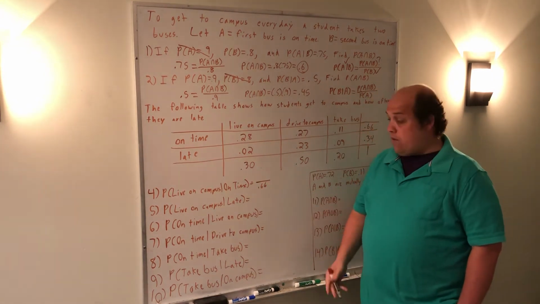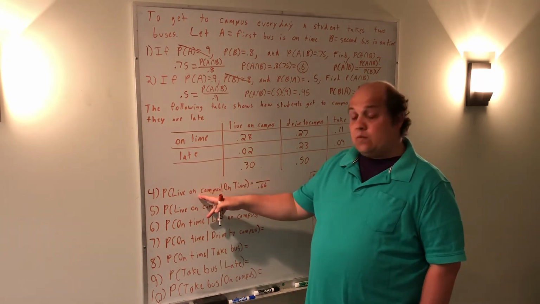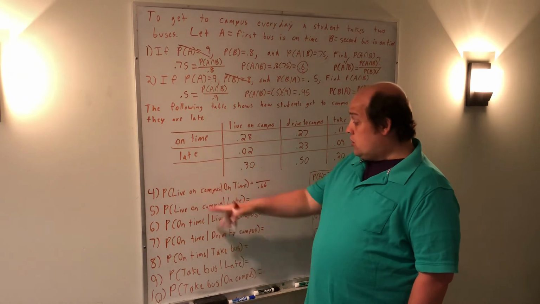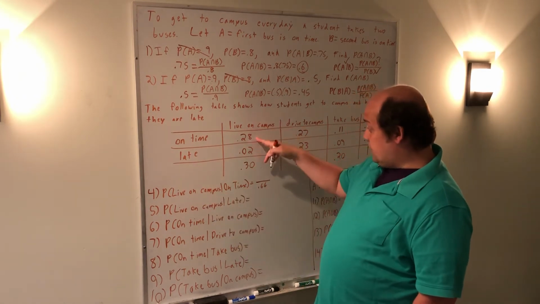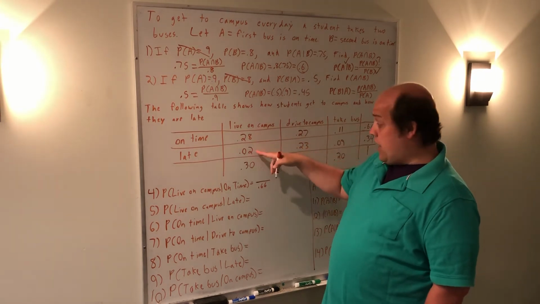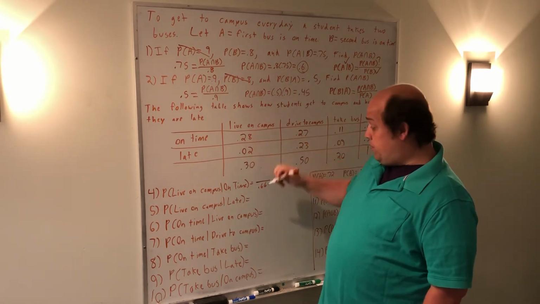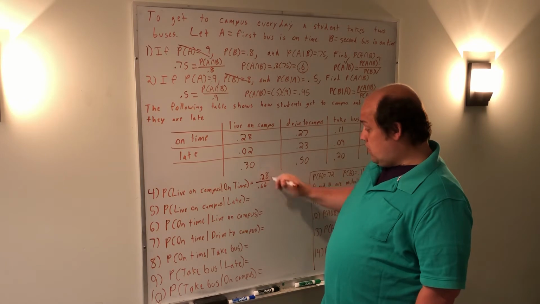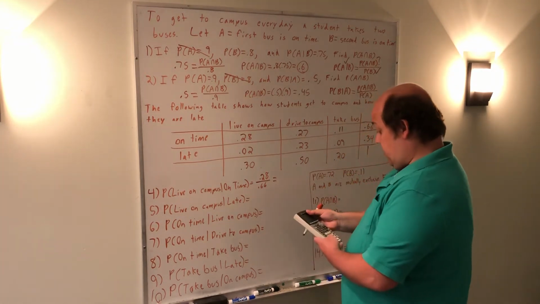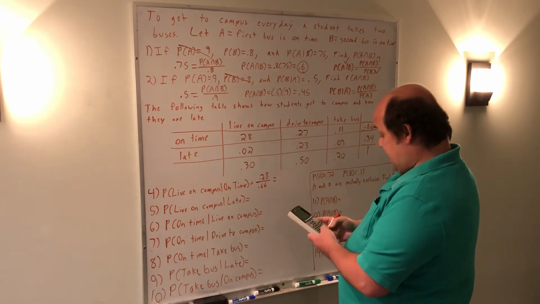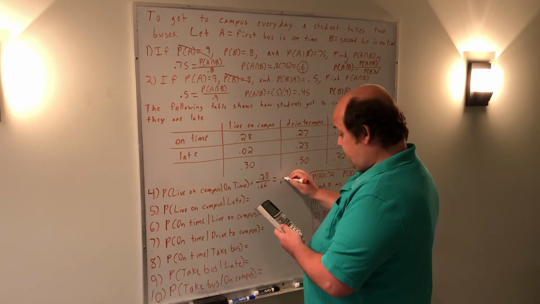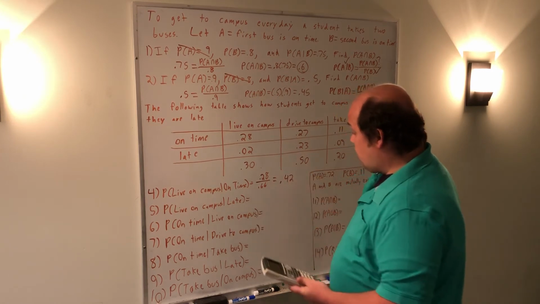Within that row, anything that fits what's in front of the given line goes on top of the equation. So live on campus is this first cell. We're only counting the in time row live on campus. We're not counting the ones who are late. So that's 0.28. We can now put this division into the calculator to find out the overall probability. When I do 0.28 divided by 0.66, I get 0.424. I'm going to call it 0.42.